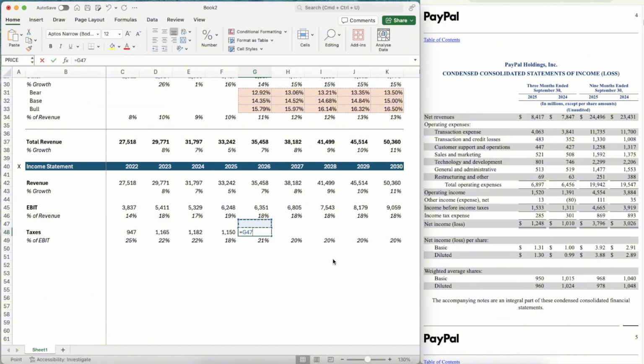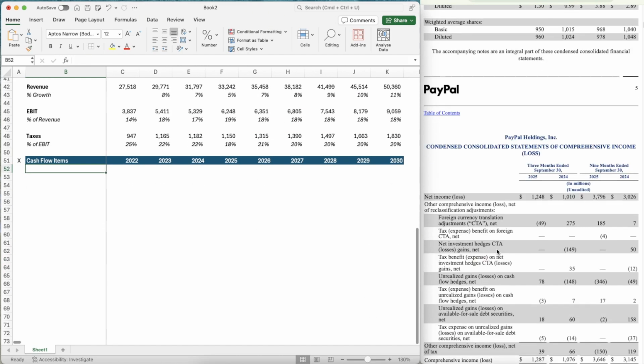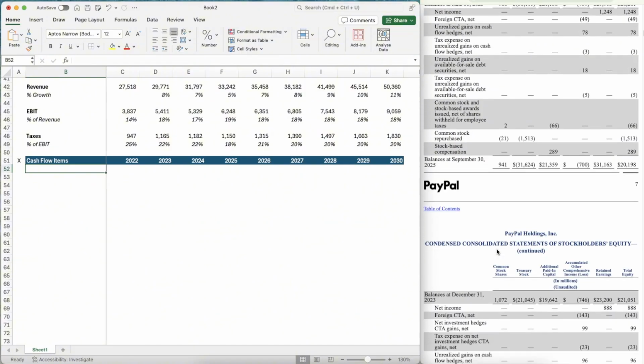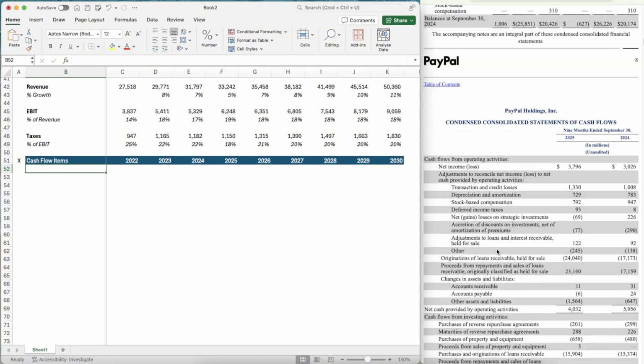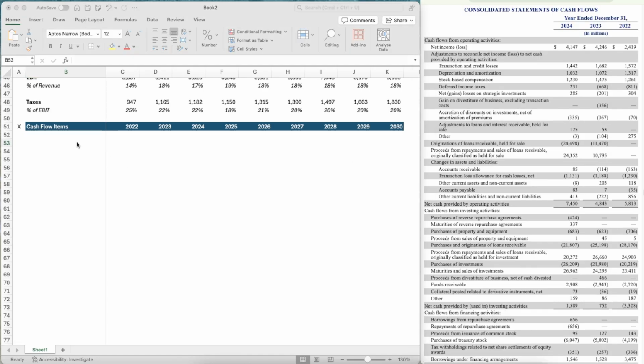Pull that across. You just take your EBIT multiplied by the tax rate. Down now, we want the cash flow items. And this is the depreciation and amortization, your capex, and the change in net working capital. So yeah, we just go depreciation and amortization.